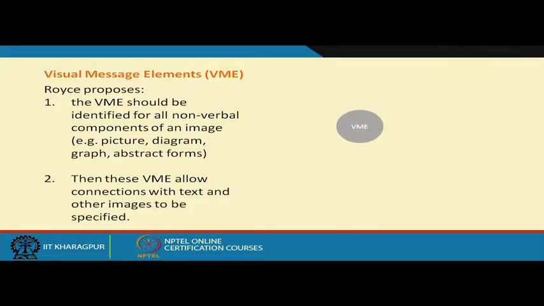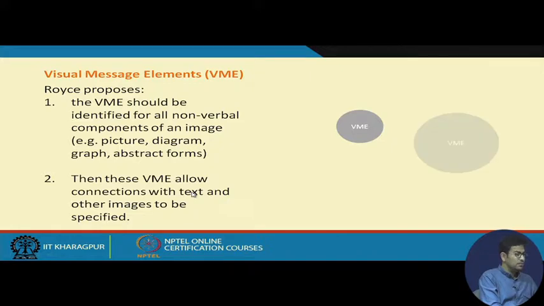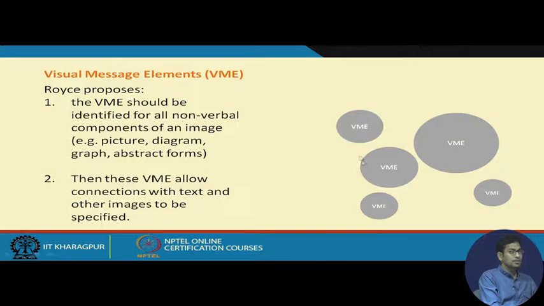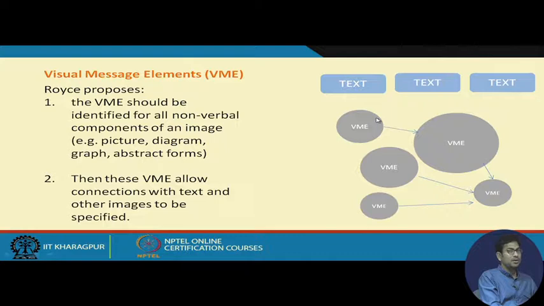So, let us look at this again. So, we have different visual message elements. This is exactly how you will look at a visual field with different visual message elements, and then you look at the interrelationship between these visual message elements, and then you look at text or other message elements, and then you draw connections. This visual message element is referring to this particular text, and this is how the relationship is established between text and image. That is what Royce's model suggests. So, let us now have a look at one example.